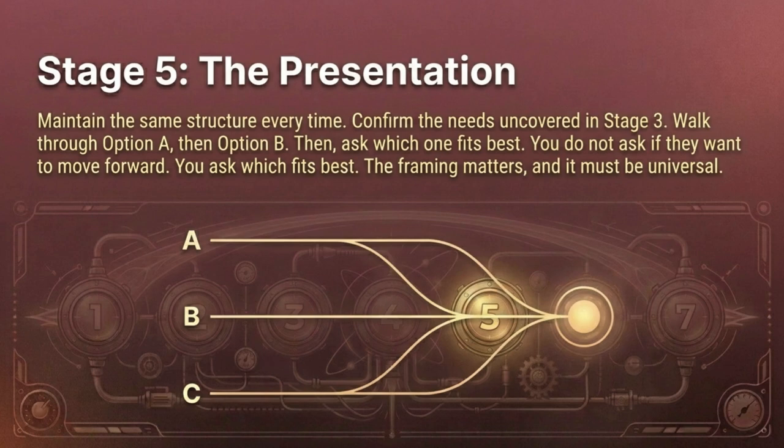Stage 5 is the presentation. Same structure every time. You confirm the needs you uncovered in stage 3. You walk through option A, then option B, then option C, if applicable. You ask which one fits best. You do not ask if they want to move forward. You ask which option fits best. The framing matters, and it should be the same framing every agent uses.